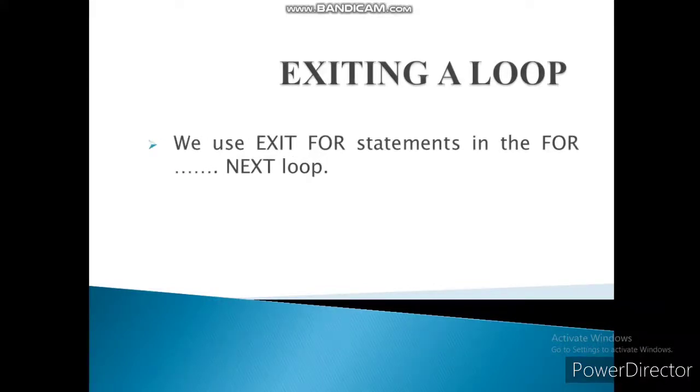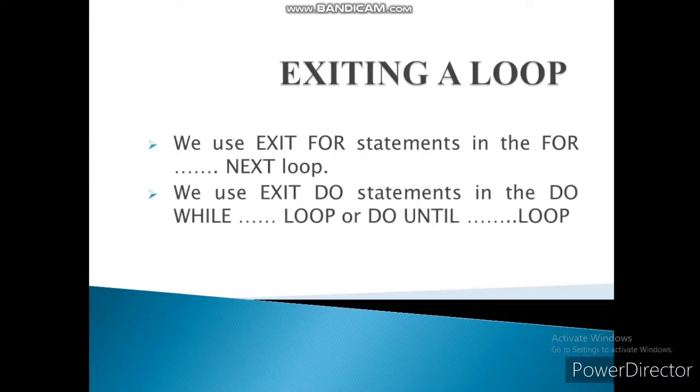We use the Exit For statement in the For Next loop. If you are using a For Next loop, then you can exit the For loop with the help of the Exit For statement. Right? And if you are using a Do While loop or Do Until loop, then we use the Exit Do statement to exit the loop before it comes to an end. Understood? You can exit a For Next loop with the help of the Exit For statement, and we can exit a Do While loop or Do Until loop with the help of the Exit Do statement. Right? Let's have an example.